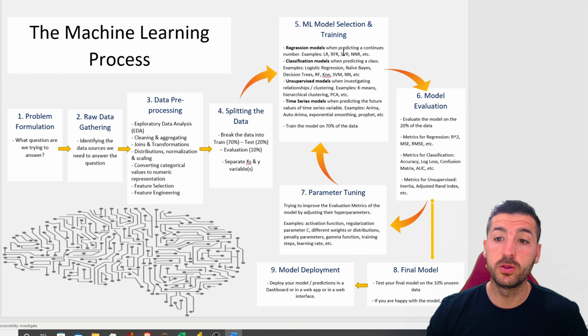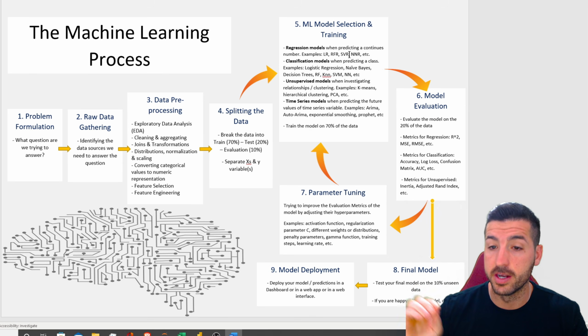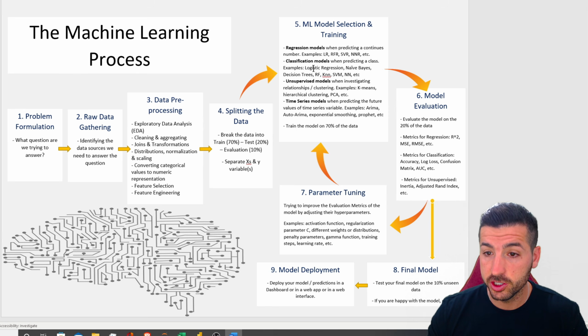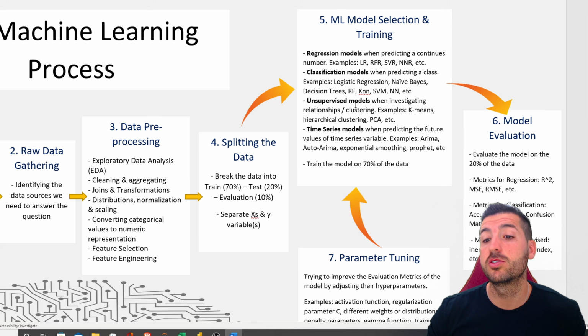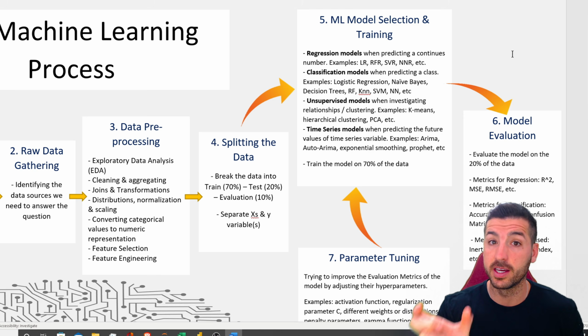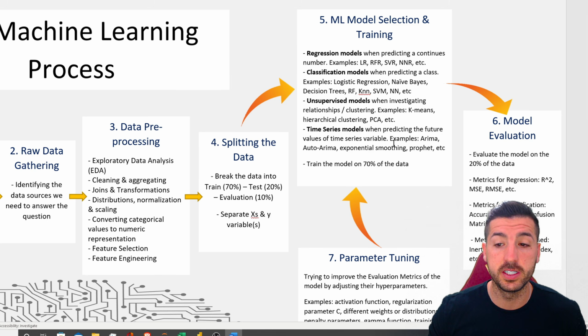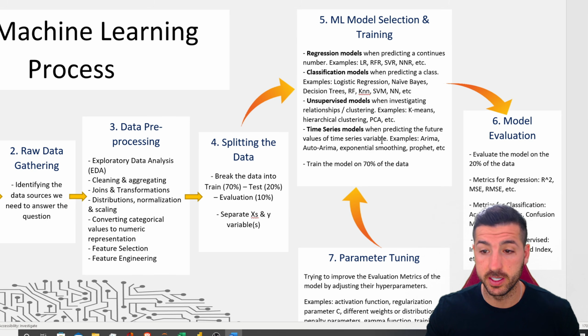Then we are going to need to choose the model that serves our needs. We have regression models, so when we are predicting a continuous number. We have classification models when we are predicting a specific class. We have unsupervised learning models, which is when we don't have a Y variable, we are just investigating relationships and creating clusters. And we also have time series models, which is when we are predicting the future values of a time series variable.